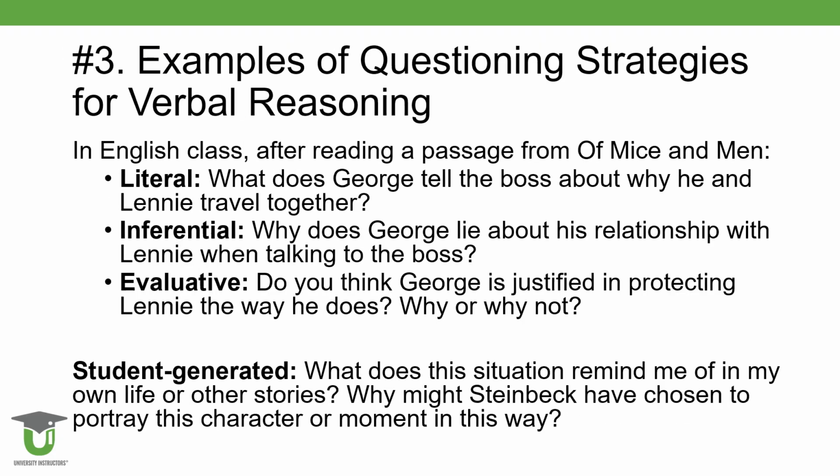After reading a passage from Of Mice and Men, we can guide students through different levels of comprehension questions. First, a literal question like, what does George tell the boss about why he and Lennie travel together? Helps students focus on understanding the facts in the text. Then, an inferential question such as, why does George lie about his relationship with Lennie when talking to the boss? Encourages students to read between the lines and think about characters' motives. Finally, an evaluative question like, do you think George is justified in protecting Lennie the way he does? Why or why not? Invites students to form opinions and engage critically with the text.